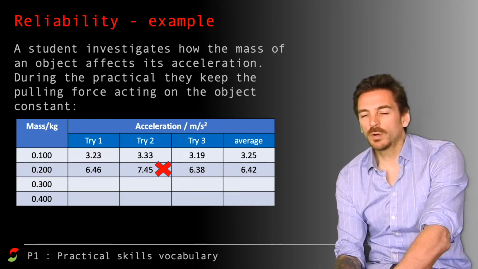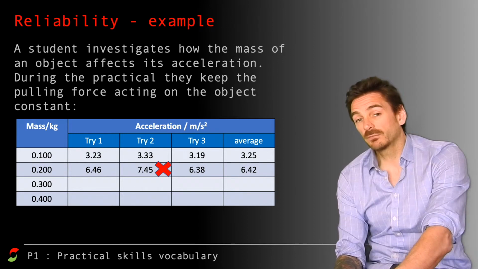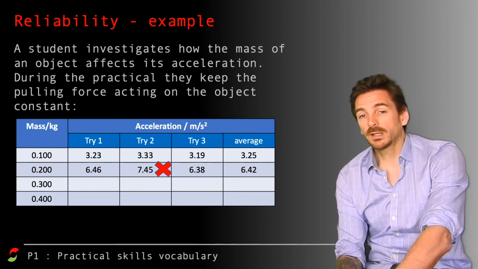And that's a common exam question. What should the student do with that data? They should discount it. If they've got time, repeat it. But certainly when they're calculating the average, they shouldn't include it in the averages.